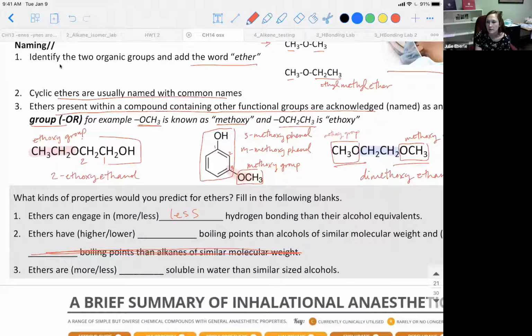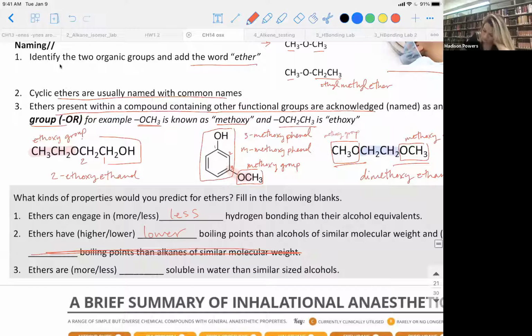What do y'all think? We actually looked at an example of this on the very first slide, number 3, I think. We looked at the different boiling points between ethanol and then a similar weighted ether and an alkane. What do y'all think, higher or lower? Anybody remember? Would it be lower? Yes, it would, because they cannot do as much hydrogen bonding. If alcohols can engage in more hydrogen bonding, they're gonna have higher melting and boiling points.